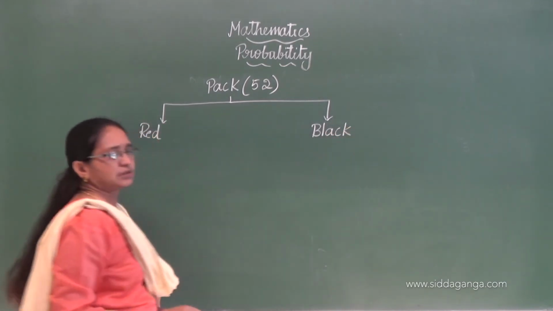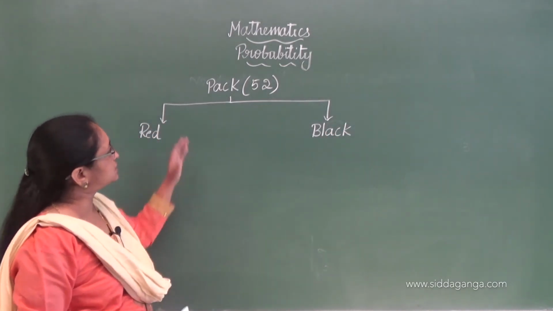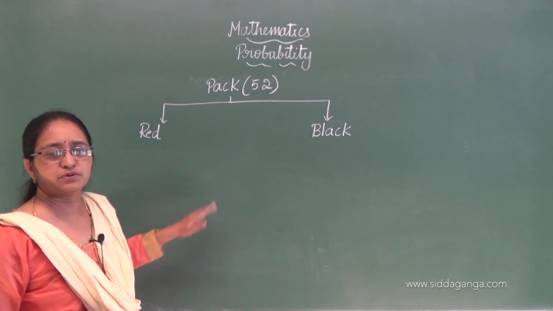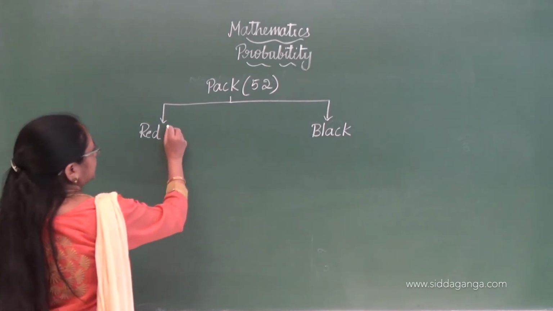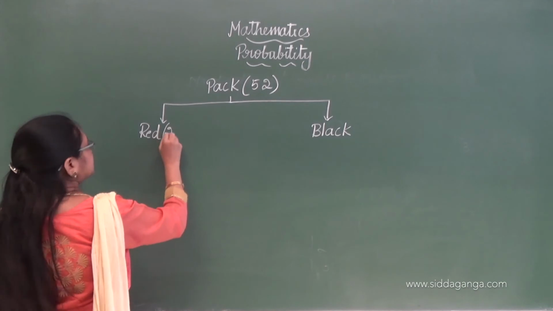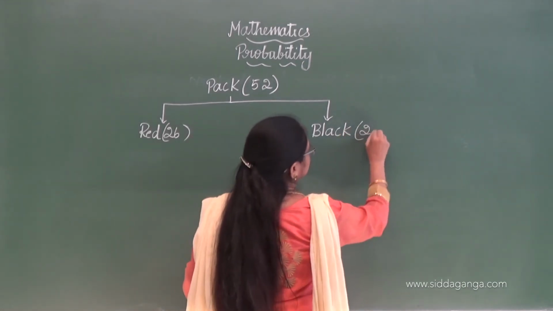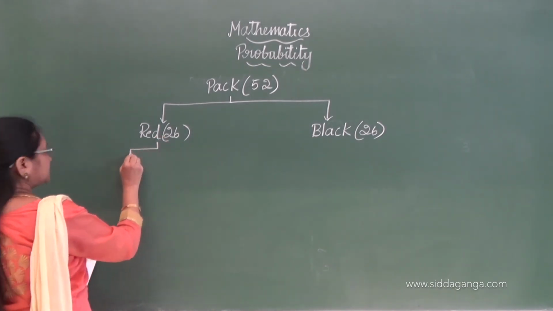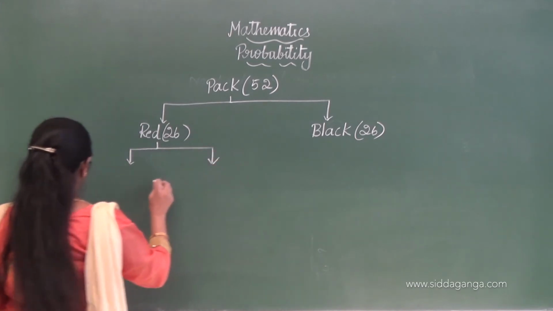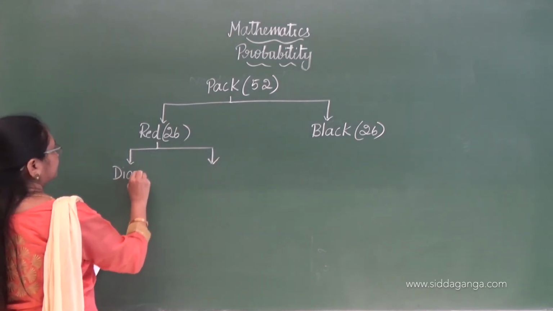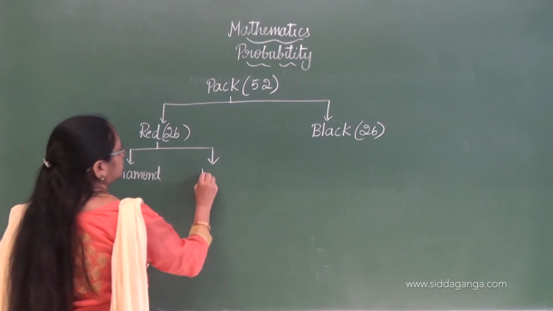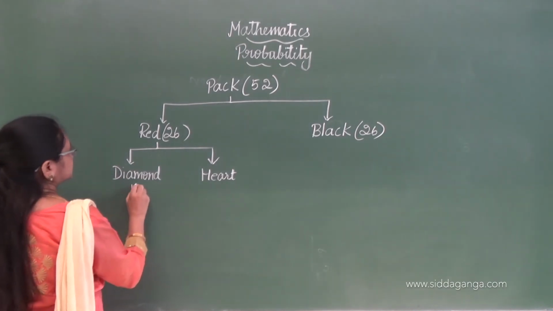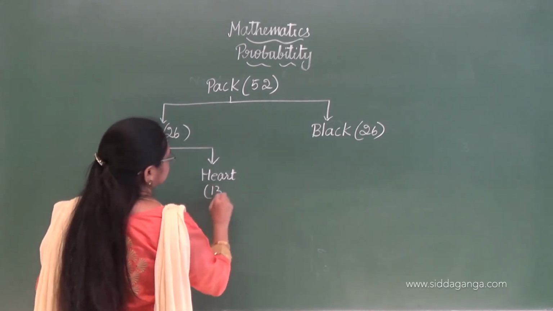With this flow chart you can answer many questions, and it will be easy for you. How many red color cards are there? 26 red color cards, and black also has 26 cards. Under red again we have diamond and heart. Here we have 13 cards and 13 cards.